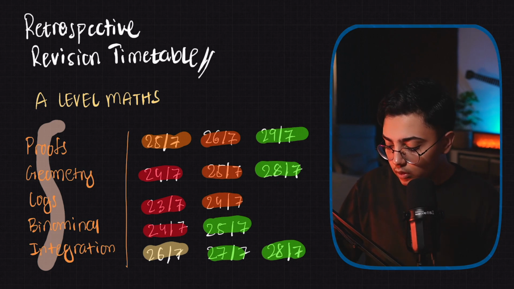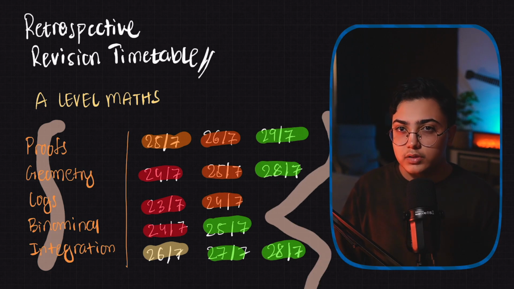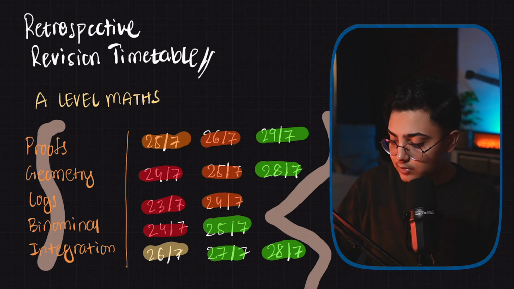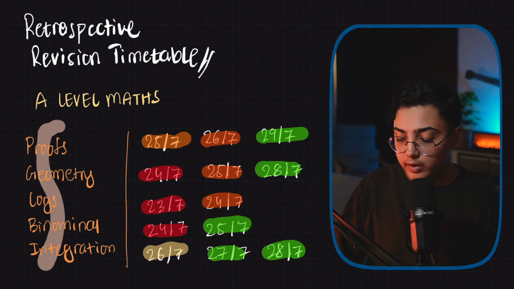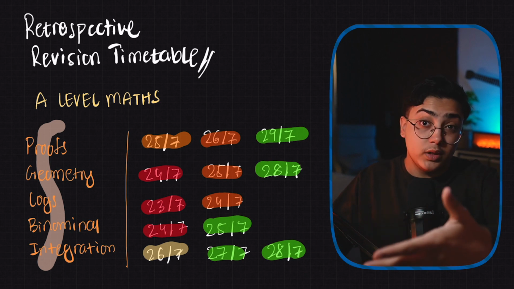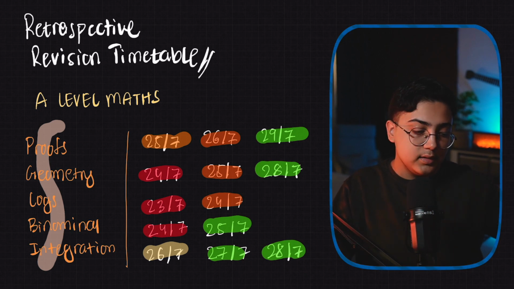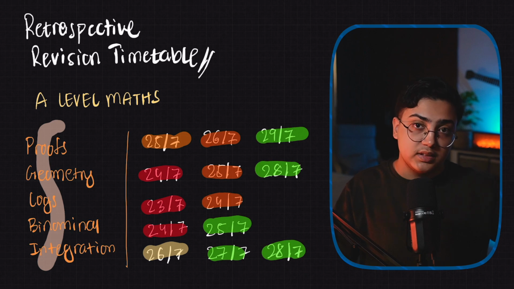You do it until all of the end results are green, because green means that you've understood the topic and you're not having any problems in it. So this is how a retrospective revision timetable works. Instead of looking forward 7 weeks into the future, you just look back and see, on this date I did this and what was the difficulty.